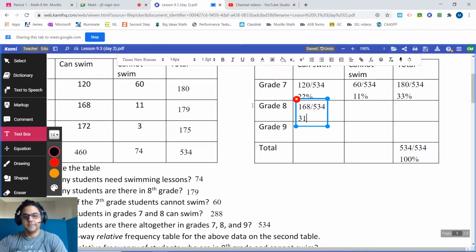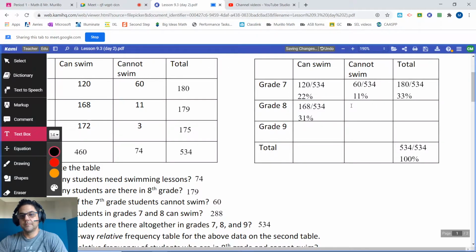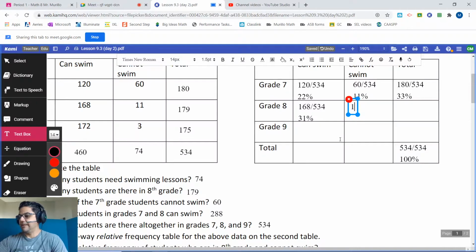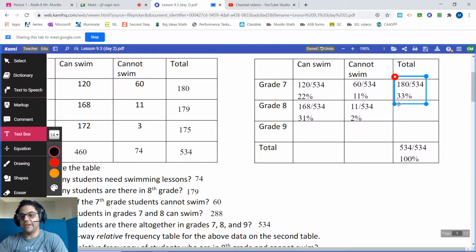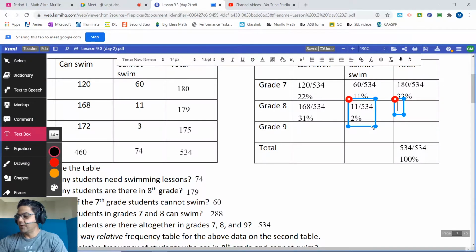About 31%. A real small one. 11 divided by 534. About 2%. Now, if it's correct, 31 plus 2 should give me another 33. So let's see. 179 divided by 534. 33.5, so about 33%. Again, if our rounding's a little bit off, we can go back and fix that.